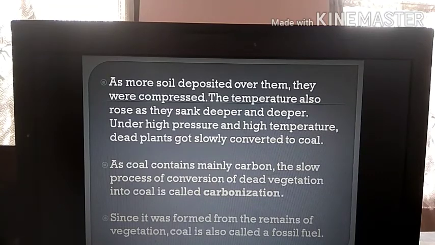Since it was formed from the remains of vegetation, coal is also known as a fossil fuel. So why is it called a fossil fuel? Because it was formed from the remains of dead plants. Remember, anything formed from the remains of dead plants or dead animals is known as a fossil fuel. Since coal was formed from the remains of dead plants, it is also called a fossil fuel.